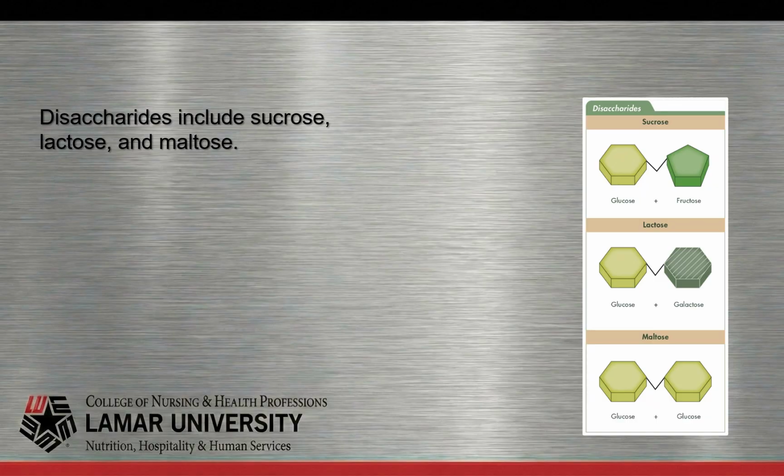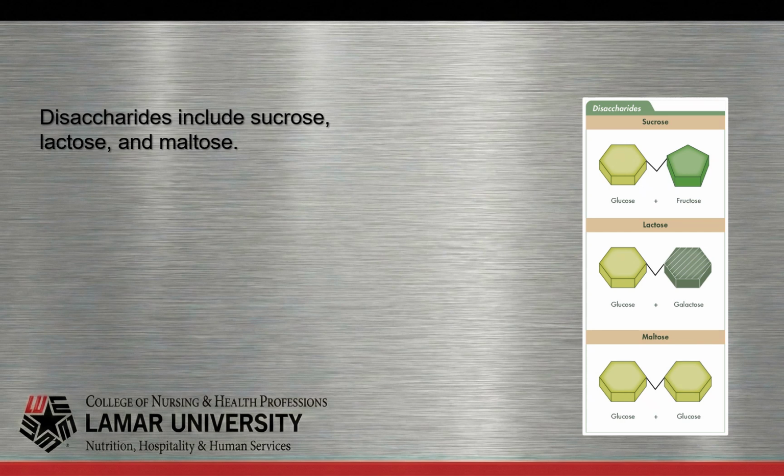A disaccharide, also known as a double sugar, is a simple carbohydrate made of two attached sugar units. Disaccharides contain glucose in combination with itself or in combination with fructose or galactose. Disaccharides must be broken down during digestion into monosaccharides, such as glucose, before they can be absorbed and used for energy. Disaccharides include sucrose, lactose, and maltose.